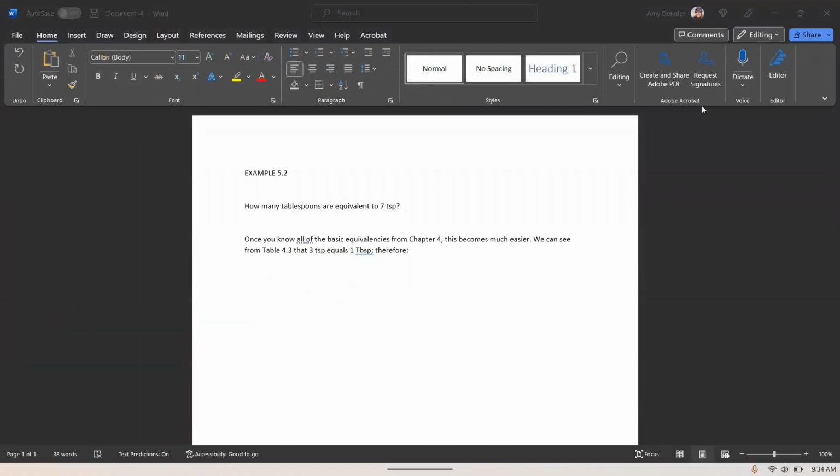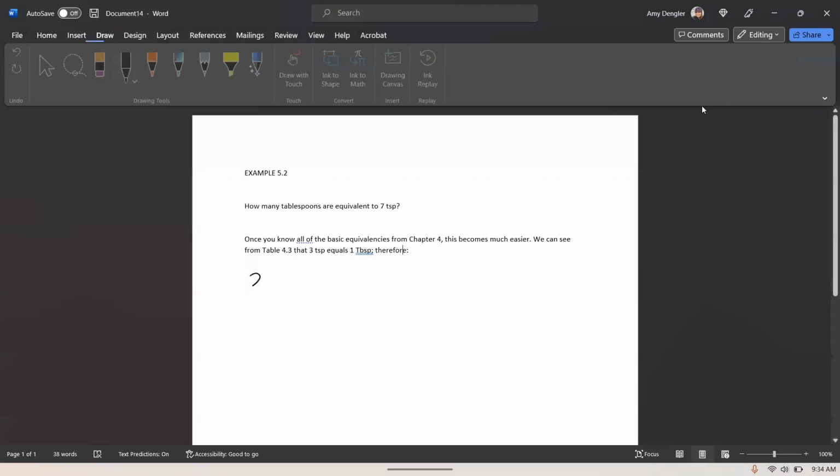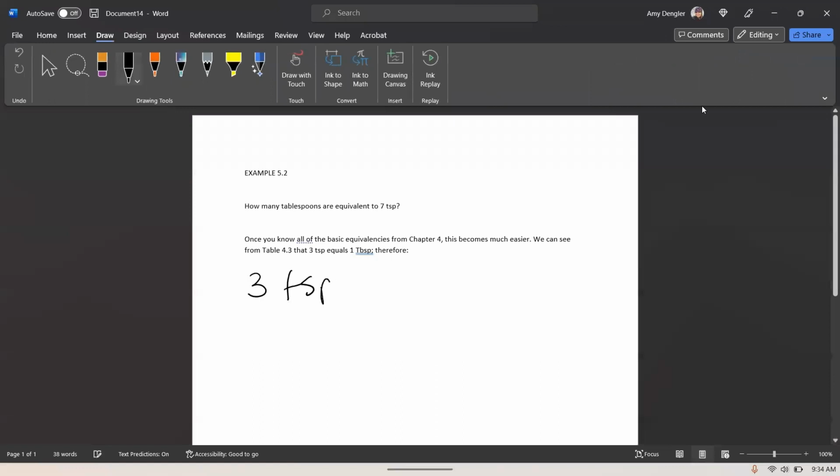How many tablespoons are equivalent to 7 teaspoons? Once you know all of the basic equivalencies from chapter 4, this becomes much easier. So we'll have a little sheet for you as well. We can see from table 4.3 that 3 teaspoons is equal to 1 tablespoon, therefore that's our conversion factor. 3 teaspoons is equal to 1 tablespoon.